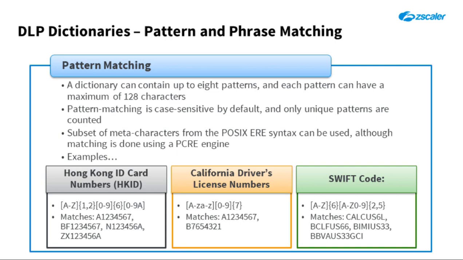The custom dictionary accepts a subset of the POSIX ERE syntax. See the online documentation for details. Although matching is done using a PCRE engine for flexibility and speed. Some simple examples of the pattern matching syntax are shown here for Hong Kong ID card numbers, California driver's license numbers, and SWIFT codes. Full details of the regular expressions supported with comprehensive examples are available on the support website.